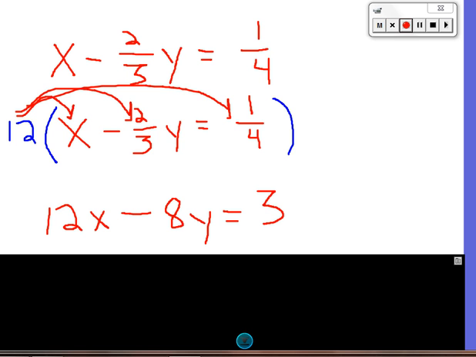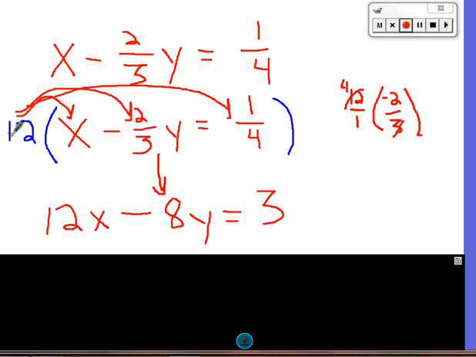12 times negative 2/3. If you need to, make yourself a little scratch pad. 12 over 1 times negative 2/3. You have to excuse me today. I'm writing with a mouse, which I don't find to be all that easy, but I'll give it my best. So we're multiplying two fractions. We can cross cancel here. 12 divided by 3 is 4. So 4 times negative 2 is where we get the negative 8y.